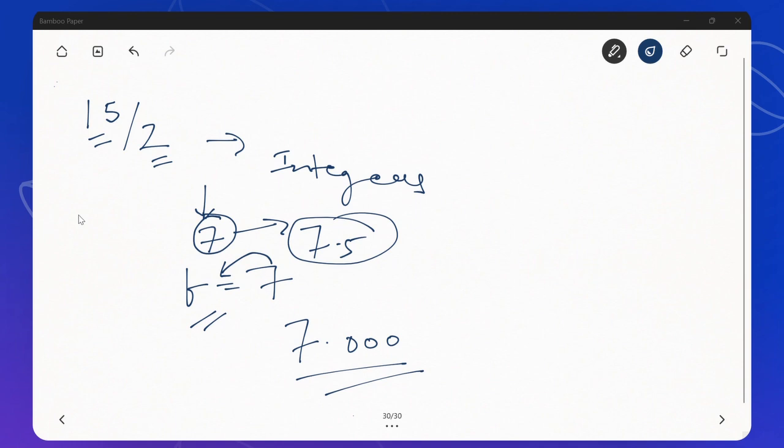So let's do this thing. Yes, we are getting 7.5. So let me explain this thing using pen also. So just hold on. We will share a different screen.